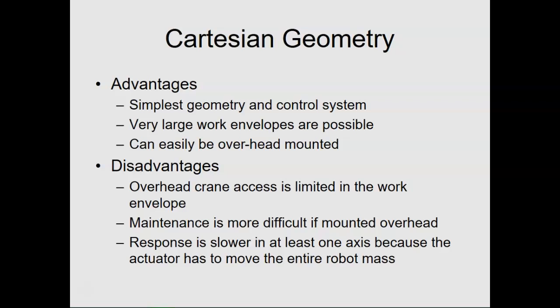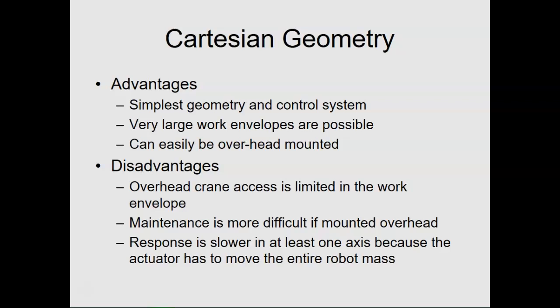The most typical of them are overhead cranes that I can think of, or some form of a gantry robot. The disadvantages of it is that you have limited work envelopes because they can't be moved outside of their area. If you mount it overhead, the only way you're getting up there is with a lift of some sort. Response is slower in at least one axis because the actuator has to move the entire mass. And that is actually very true.